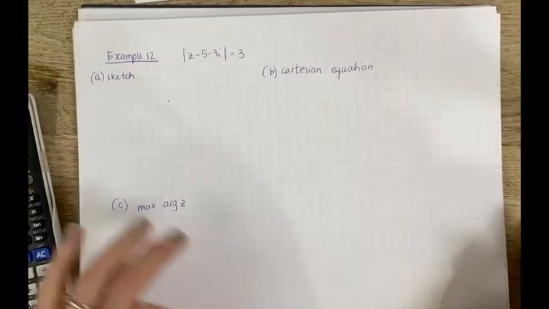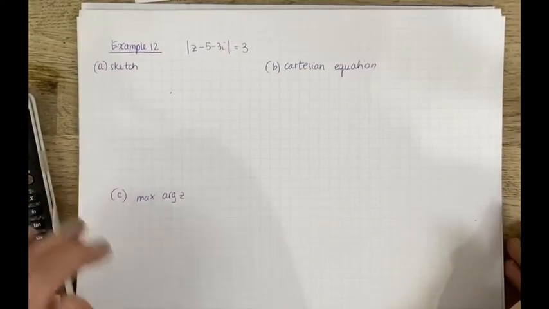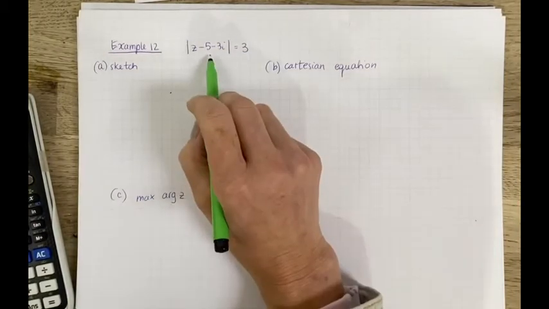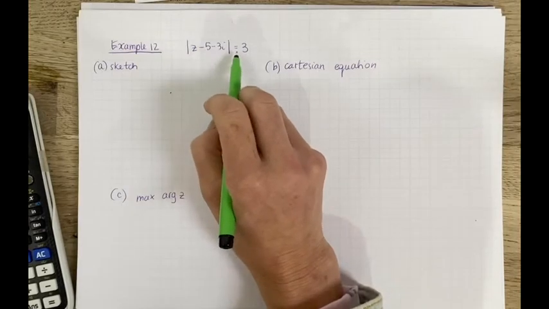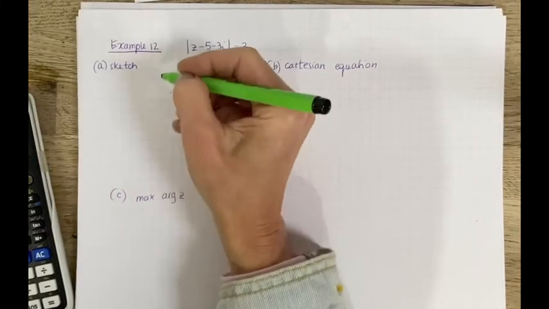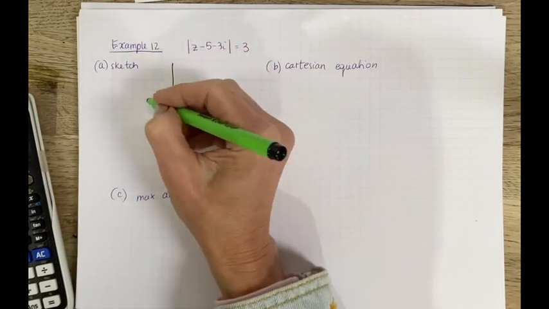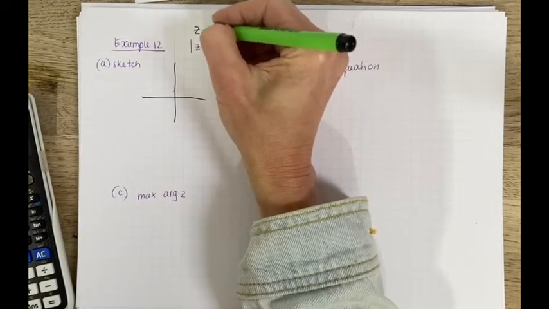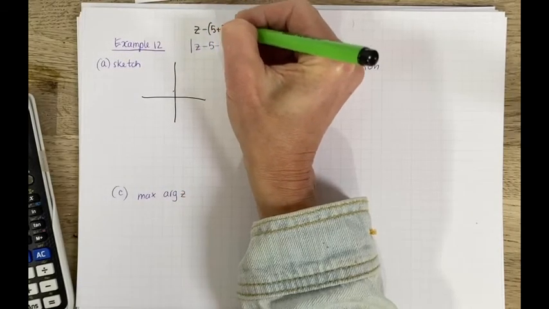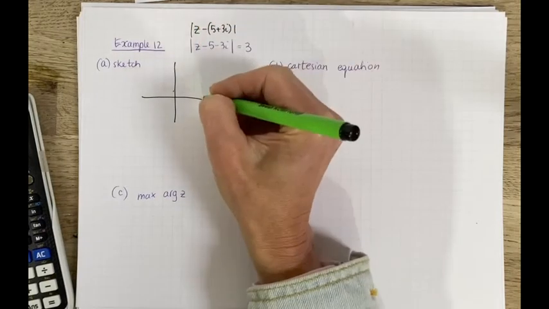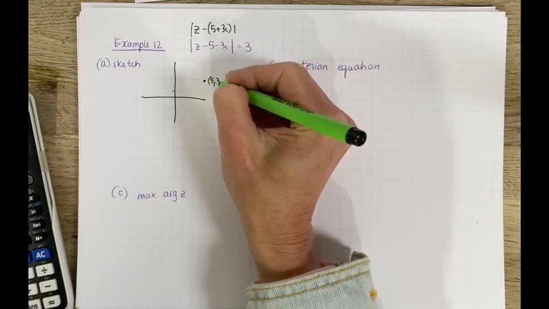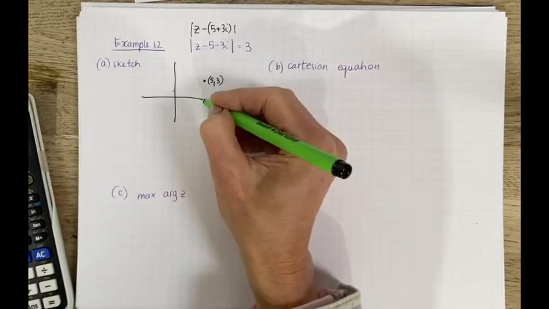Okay, example 12. In this example, we are given that |z - 5 - 3i| = 3. So here's a circle, and we have to sketch it. The center of the circle is always z minus the complex number, so the complex number is 5 across and 3 up. So it's 5 + 3i. I'll just mark it as coordinates, which is fine.